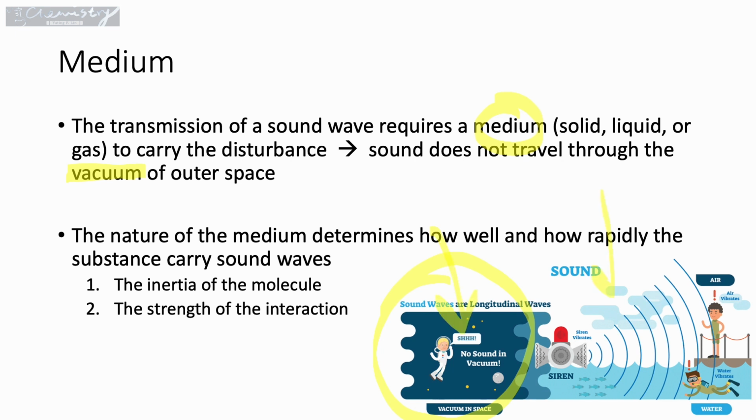But on Earth, we can hear sound through air vibration and through water vibration, so we can hear things when we are standing in air as well as when we are diving. The nature of the medium depends on how well and how rapidly the substance can carry a sound wave, and this depends on the inertia of the molecules as well as the strength of the interaction. In general, sound moves through solids more rapidly than through gas, so the speed of sound in a solid is faster than in a liquid, which is faster than in a gas.